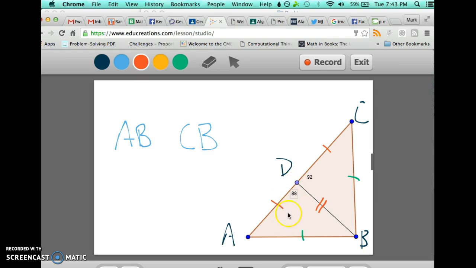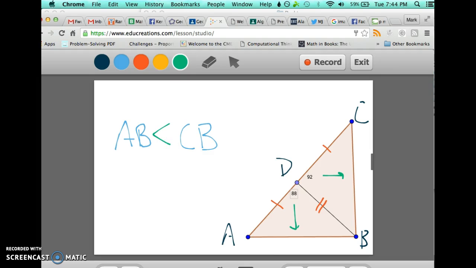So now I know that I have two sides that are congruent and two sides that are congruent. I'm trying to compare these two green sides, and one of them is opposite a 92-degree angle, and one of them is opposite an 88-degree angle. So I think the one opposite the 92-degree angle is going to be bigger. So CB is going to be bigger than AB, which is opposite only an 88-degree angle. So AB is less than CB.